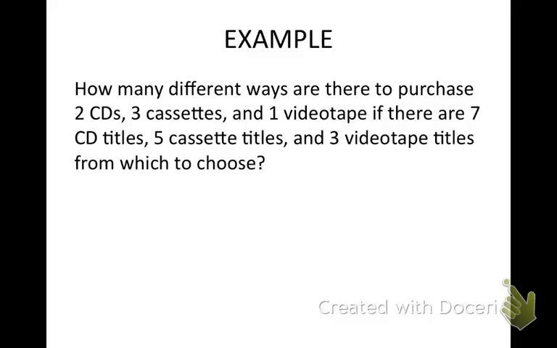All right, so we're walking on the street, and Bull Moose has this giant cardboard box on the sidewalk, and it says, everything in here, $1 each. And you're like, yes. I really wanted 2 CDs, I really wanted 3 cassettes, and I really wanted 1 videotape. In the box, there are 7 total CDs, 5 total cassettes, and 3 total videotapes to choose from. So I want to know how many different ways I can purchase those CDs, cassettes, and videotapes.